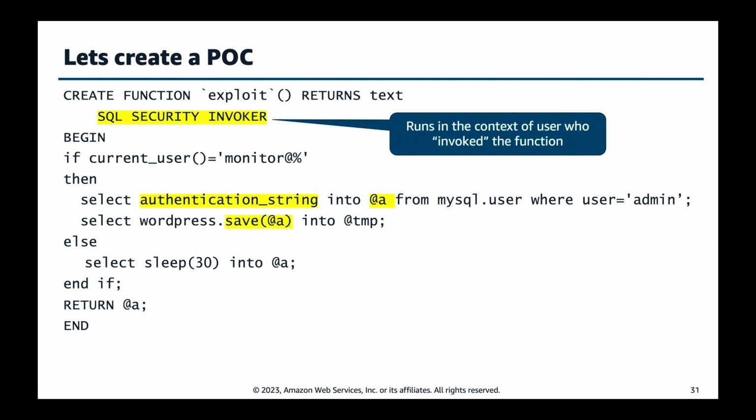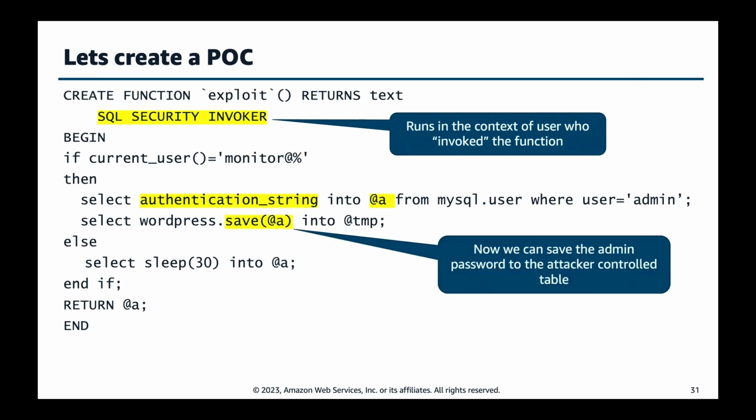In this case, we hope that our monitoring system will run it. The monitoring system will have all privileges to select the password. It will retrieve the password and pass it to our function. Our function runs with a different set of privileges. It will have all access to the WordPress database. And this is how we get the password. Right?